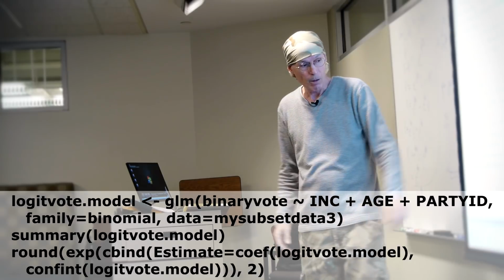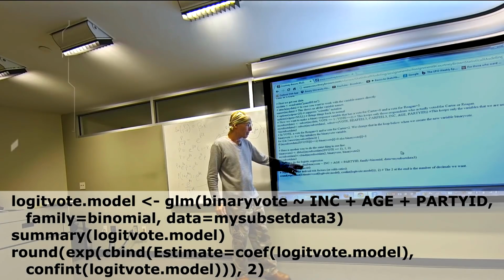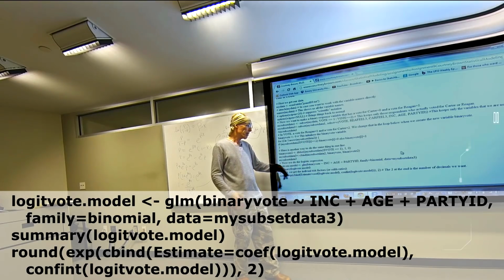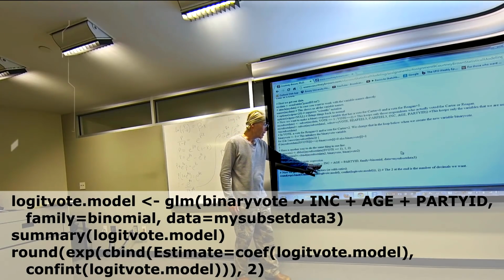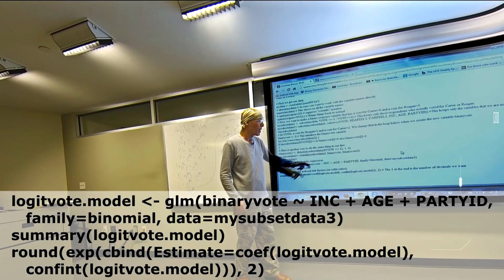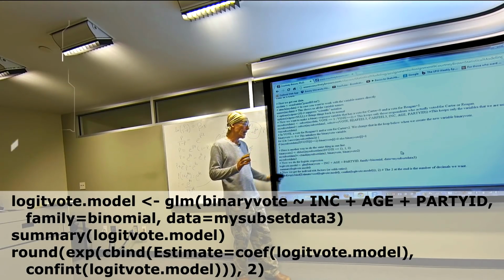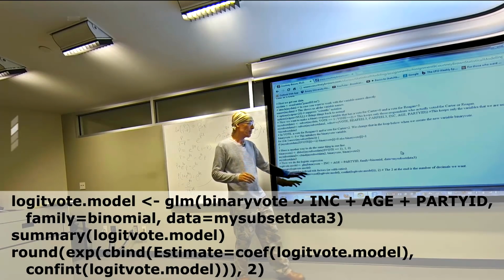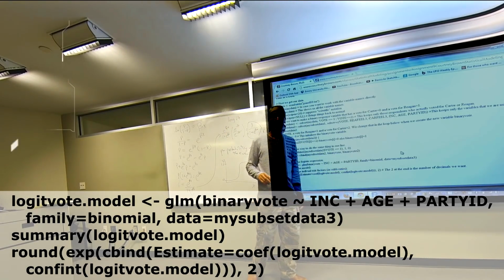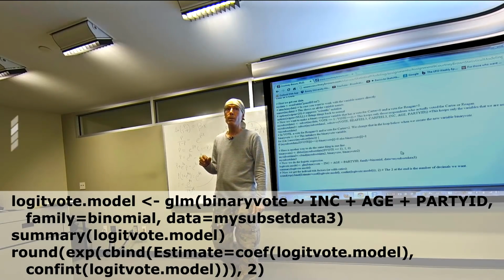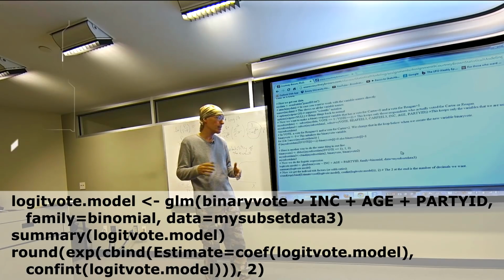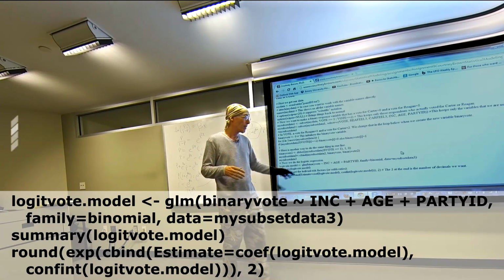That's it. Now watch. GLM, I'm using the binary vote. I could have used binary vote 2 or binary vote. It doesn't matter. But I used binary vote, modeled as I have my normal set of independent variables. The only difference is that after my normal set of independent variables, I have a comma and I write family equals binomial.